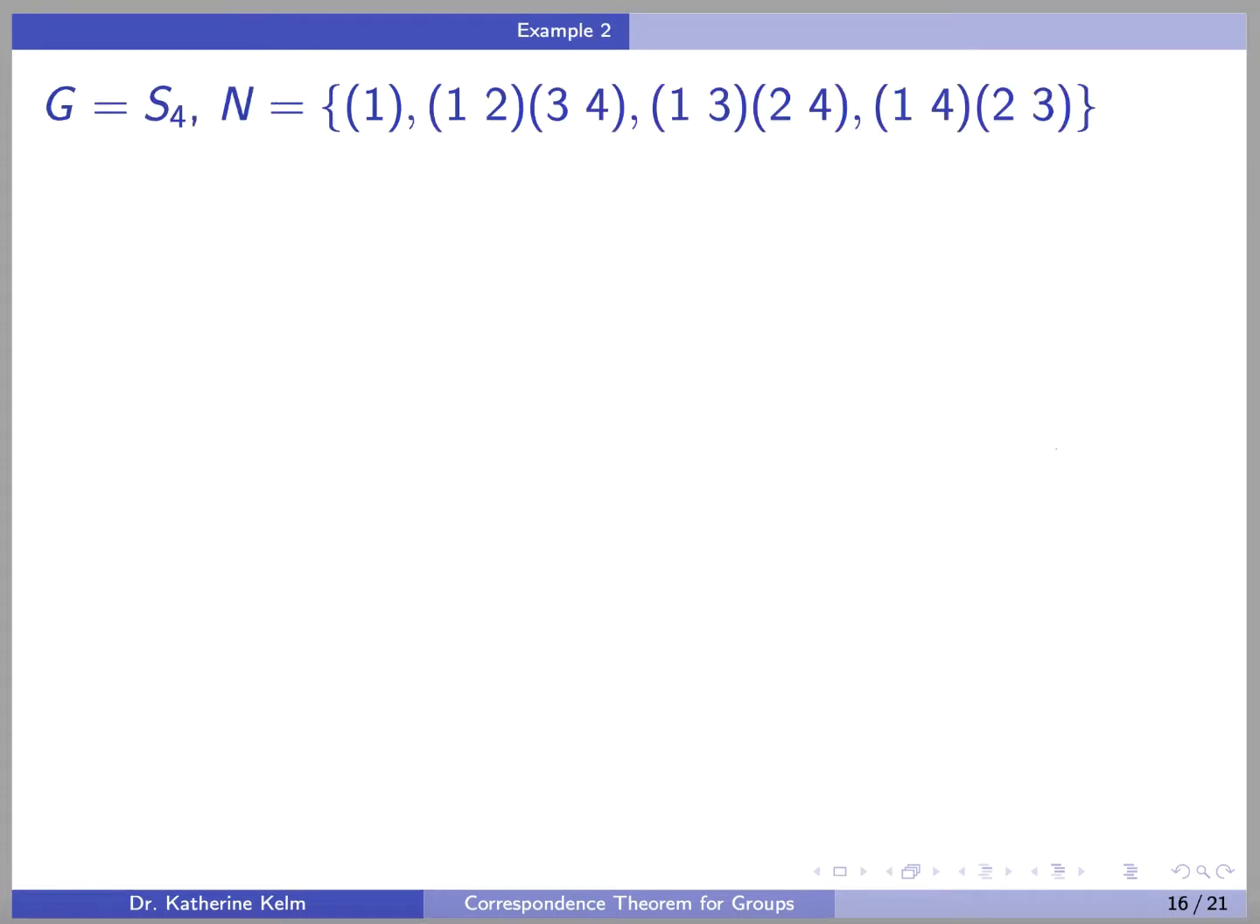Here's our other main example for this video. Let G be S4, the symmetric group of order 4 factorial, and let N be the subgroup shown here: the identity, the permutation (1 2)(3 4), (1 3)(2 4), and (1 4)(2 3).